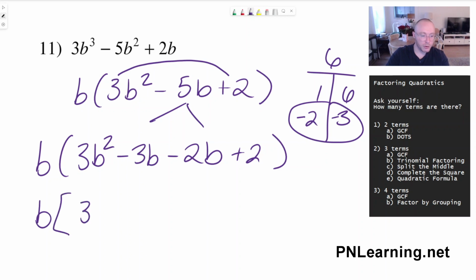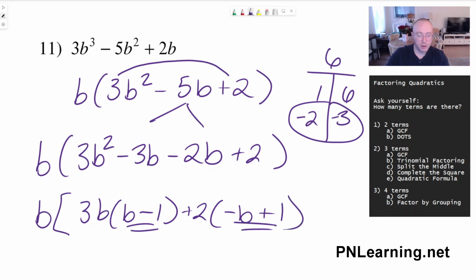So we're going to have 3b, that would be our GCF for the first two terms there. You're going to be left with b minus 1. Over here, negative 2b plus 2 will have a common factor of 2 or negative 2. If we were to take out a positive 2, we would end up with negative b plus 1, and this would be sort of the opposite of what we got in this set of parentheses. So if you factor out a number and you're getting the opposite of what you want, just take the opposite sign. So take out a negative 2 and it should correct itself.